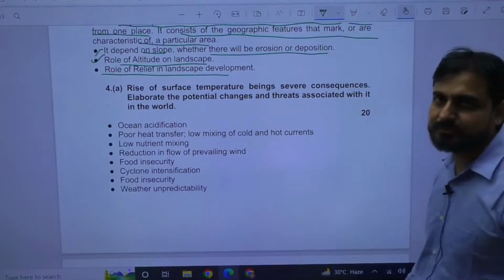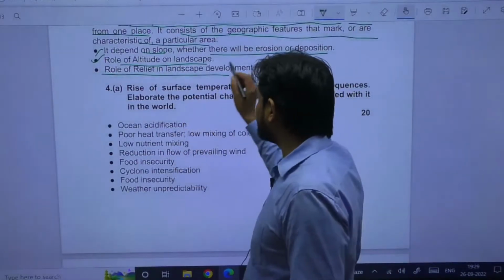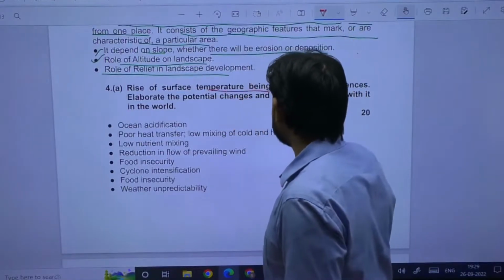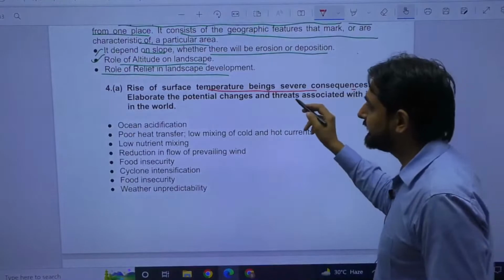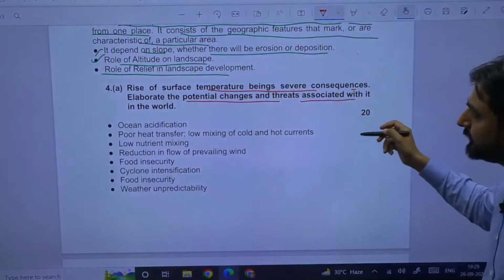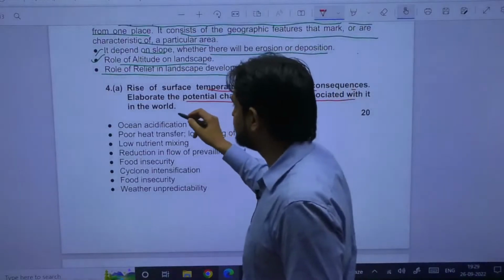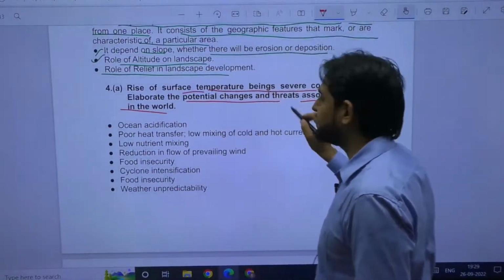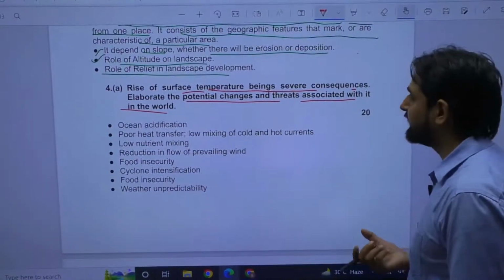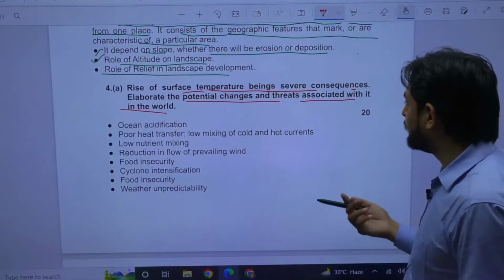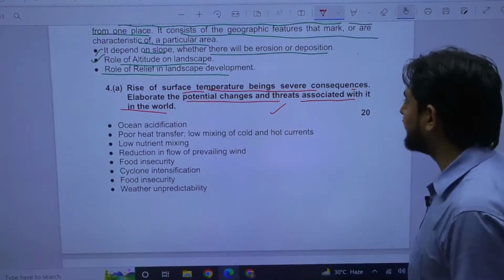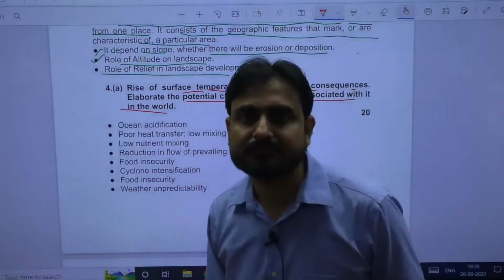Now, further, next question. Rise of surface temperature. Rise of surface temperature has severe consequences. Elaborate the potential change and threat associated with it in the world. Sea surface temperature is rising. We are also analyzing that sea surface temperature is rising. So, the potential change and threat associated with the rise in sea surface temperature.